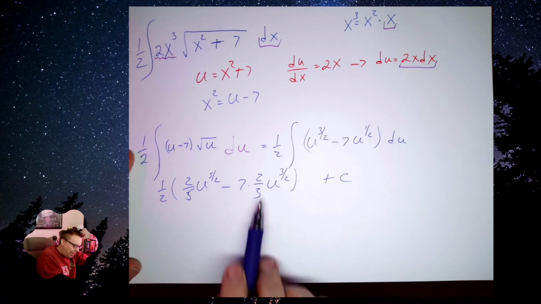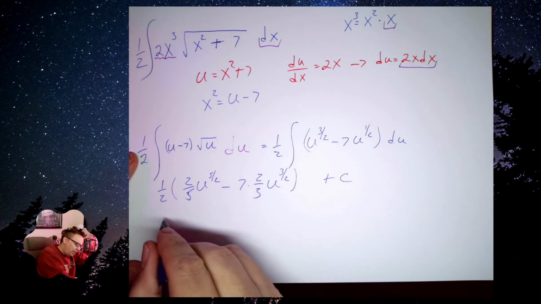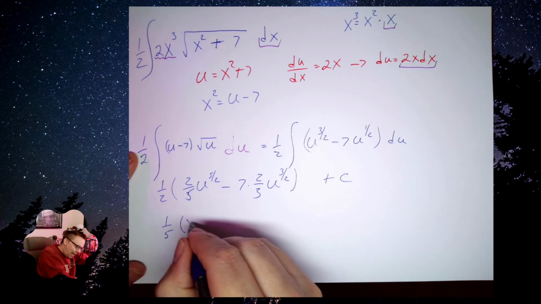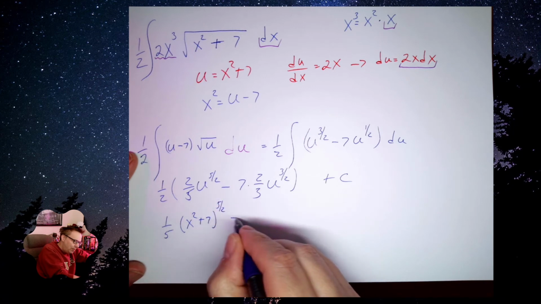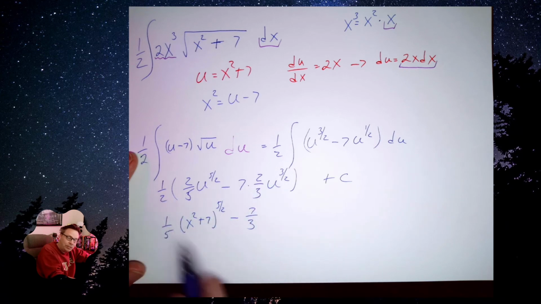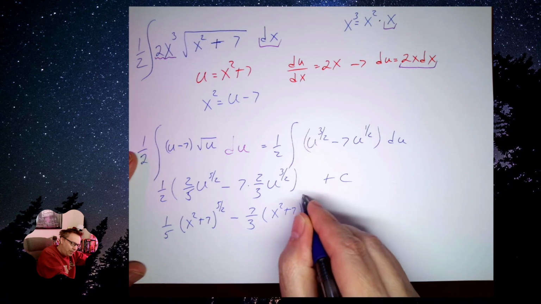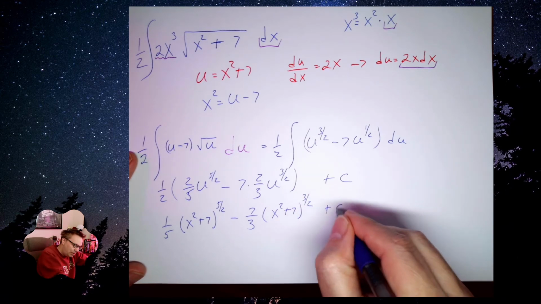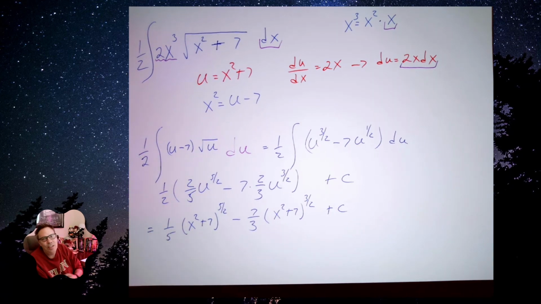So I can distribute this half. We'll just do a little tiny simplification here. So I wind up getting 1/5 x squared plus 7 to the 5/2 minus 7 over 3. Remember, the 2's will cancel on that. x squared plus 7 to the 3/2 plus a constant. I'm not going to check this answer here.